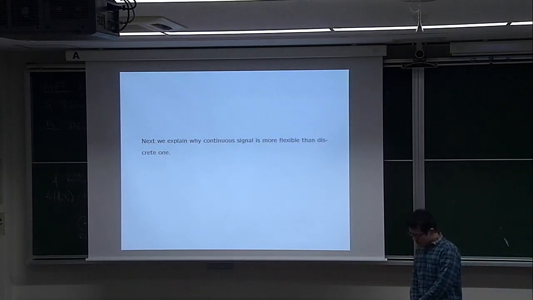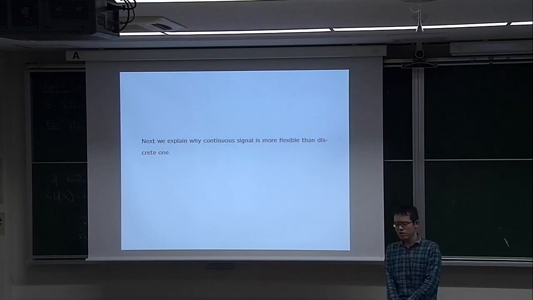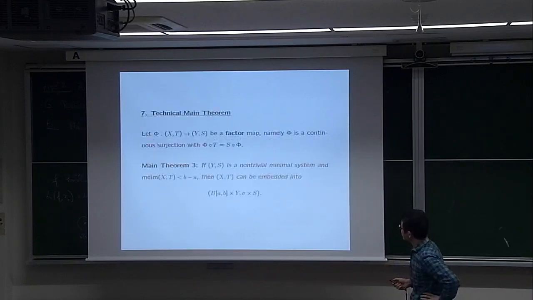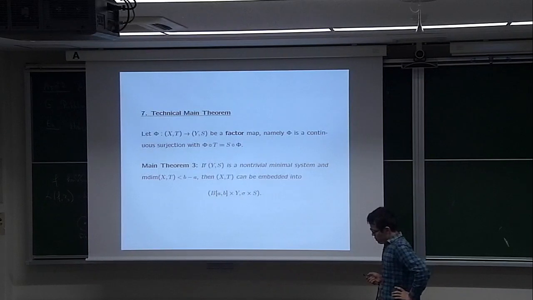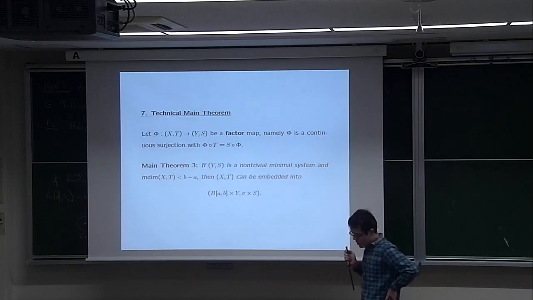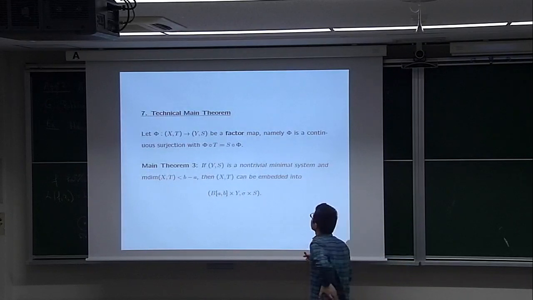Okay. So next, I want to explain why continuous signals are more flexible than discrete ones. Because continuous signals are more flexible than discrete ones, we can prove the theorem. So what is the advantage? For explaining this advantage, I need to introduce a bit more technical theorem.